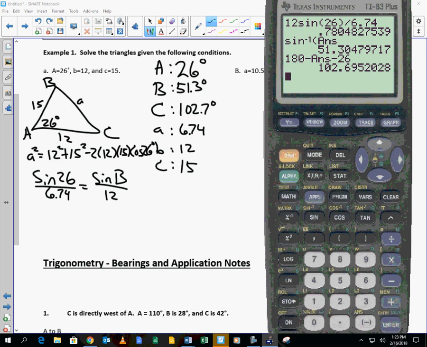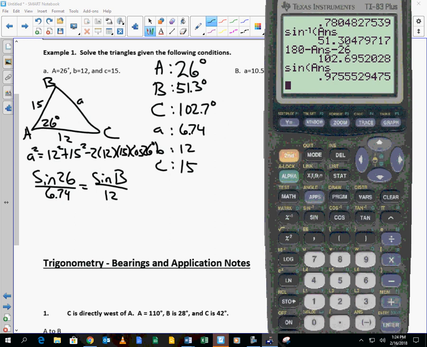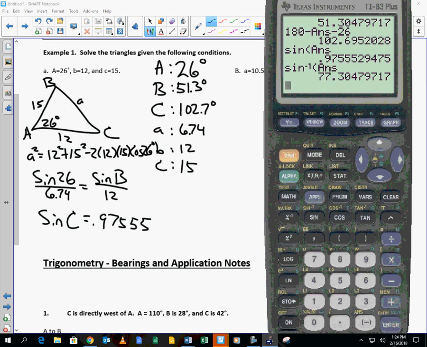Here's the deal, folks. Suppose we would have gone for C right away. Here's what you would have come up with: sine of C is equal to 0.97555. And on your calculator, you would have gone sine inverse of the answer, and you would come up with 77.3. It's not 77.3, it's 102.7.